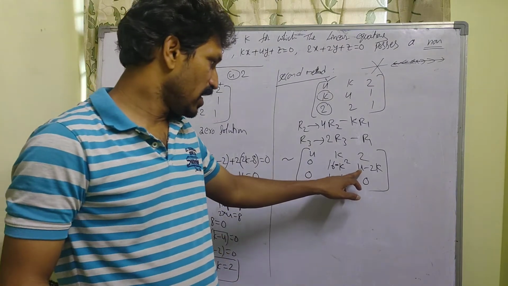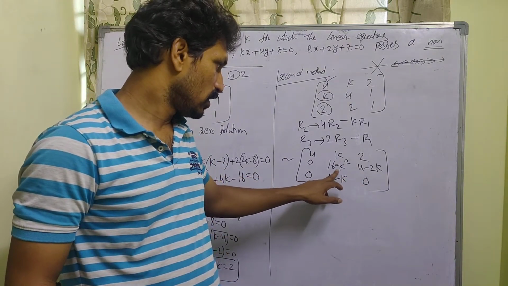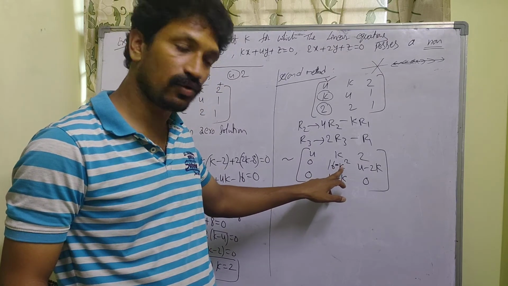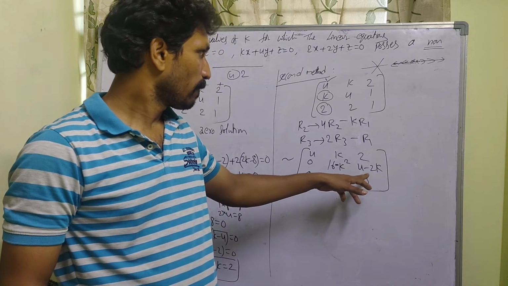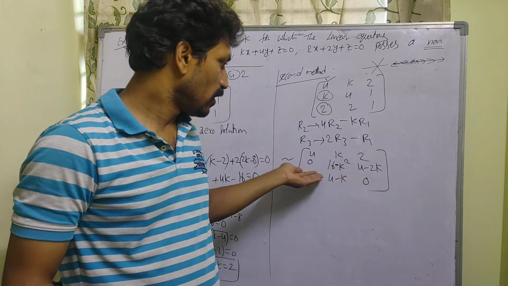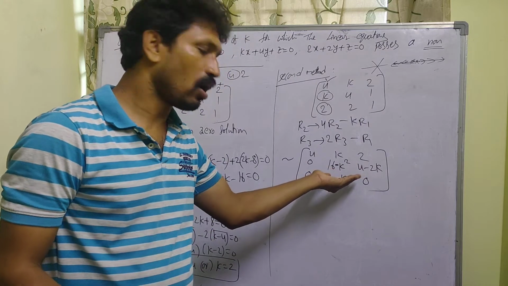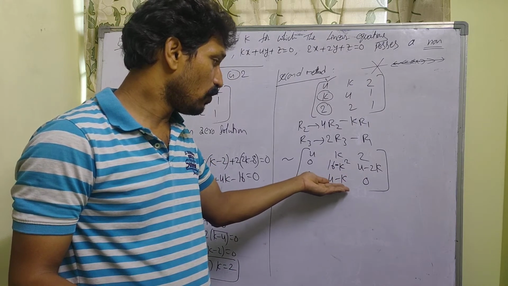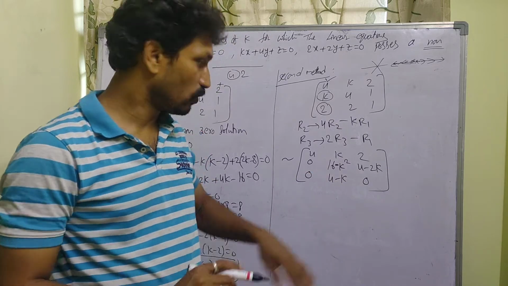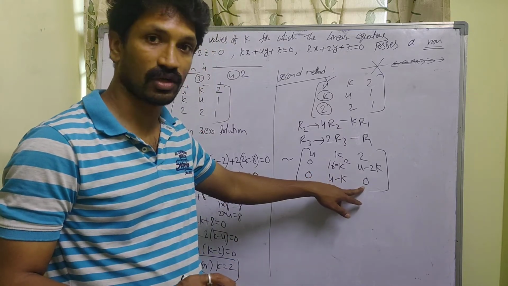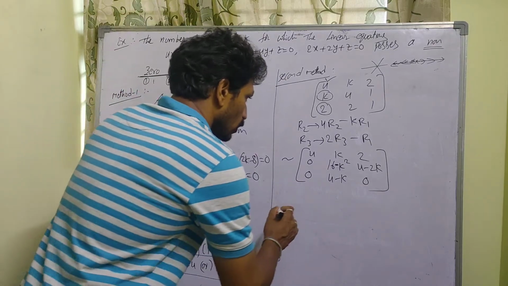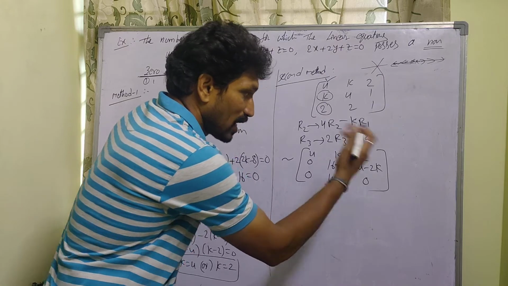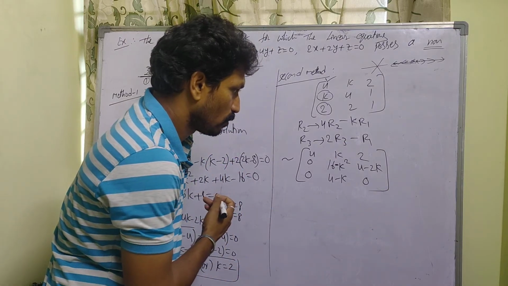You can take 2 common here, of course. Here 16 minus k square means 4 minus k into 4 plus k. In the second row you can't take anything common. In the third row we can take 4 minus k common. We can divide with 4 minus k because this entry is 0 only. Once you check this one, first you simplify this one. 16 minus k square means 4 plus k into 4 minus k.